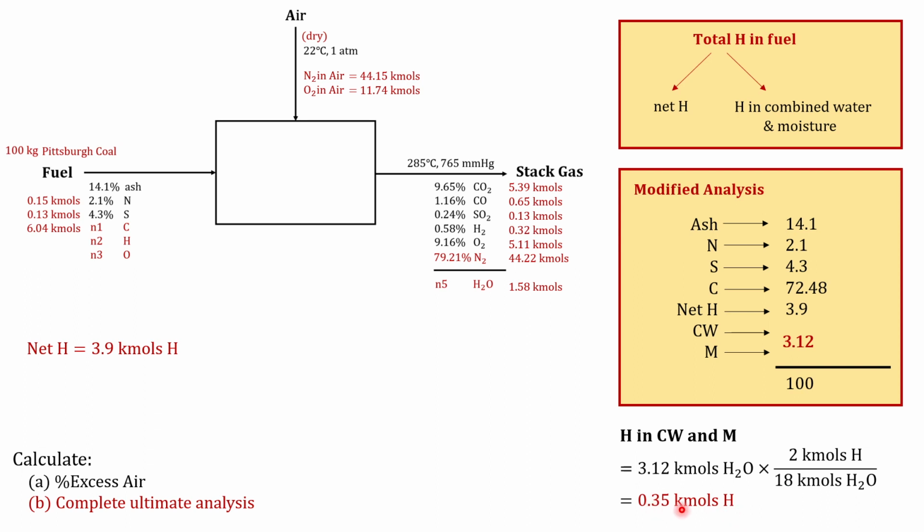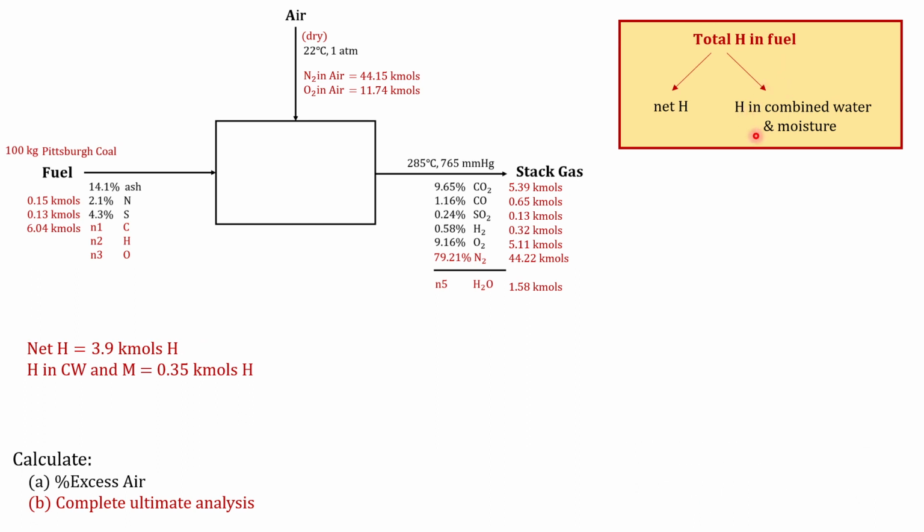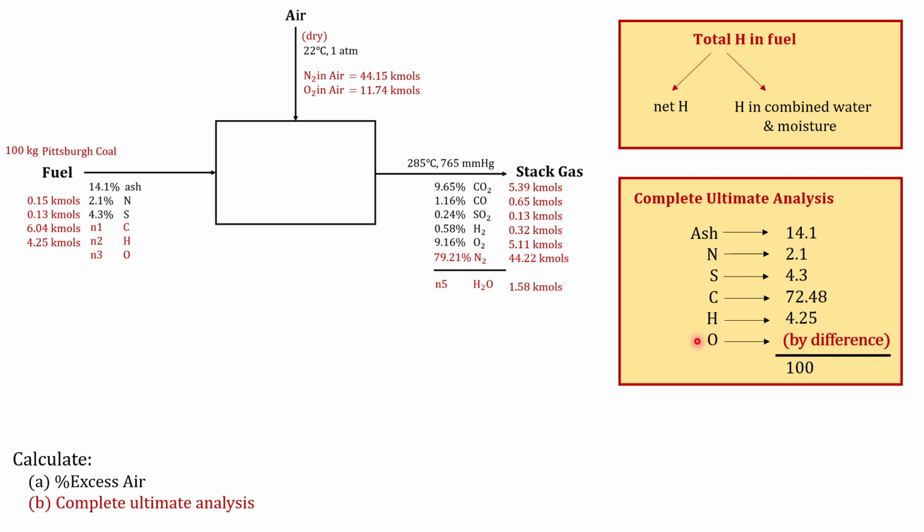Adding that value to the net H that we have obtained earlier, we can get the total H in the fuel. So the total H in the fuel is 4.25 kmoles H. Next, by complete ultimate analysis, since O is the only unknown right here, we can obtain it by difference, giving 2.77%. Now we have a complete ultimate analysis.